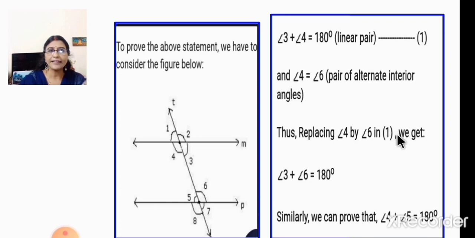So we'll do that. In equation 1 we will write like this, angle 3 as it is, and in place of angle 4 we are going to write angle 6. So angle 3 plus angle 6 is equal to 180 degrees. So here you see angle 3 plus angle 6 is equal to 180 degrees. So this means that the interior angles which are lying on the same side of the transversal add up to 180 degrees. That means they are supplementary. That means co-interior angles are supplementary. Similarly, we can prove this also: angle 4 plus angle 5 is equal to 180 degrees.